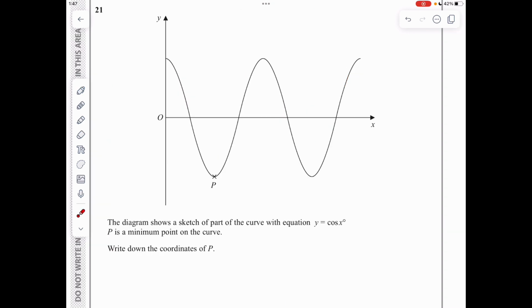In 21, we've got a sketch of the curve y is cos x, and we need to find the coordinates of P, which is a minimum point. Now for the cosine wave, we know that at 90 degrees we cut the x-axis, and then at 270 we also cut the x-axis, and the minimum point is actually halfway through the two cuts, so it's at 180, and the y value is -1 because the cosine of 180 is -1. Remember that the cosine wave oscillates between -1 and 1.